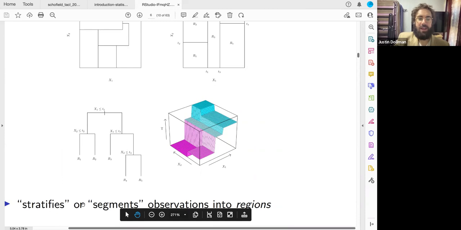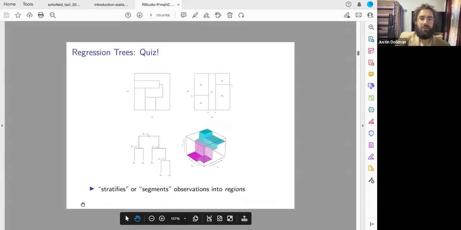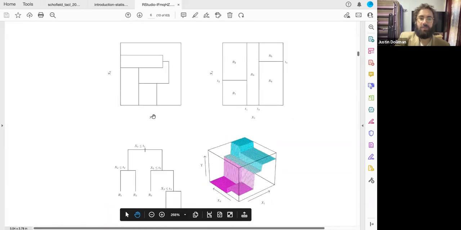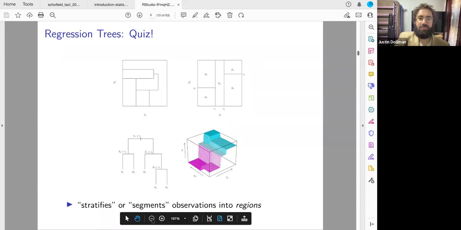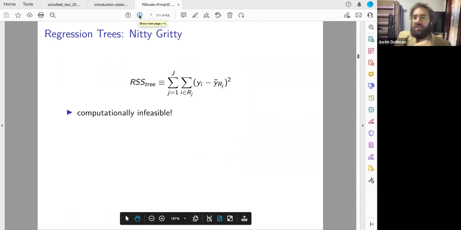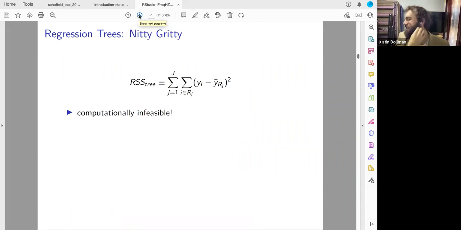So anyway, some vocabulary. Stratifies, so you'd say a tree stratifies or segments observations into regions. So there you go. All right. So now I have this kind of impressionistic understanding, it's time to get into the nitty-gritty.